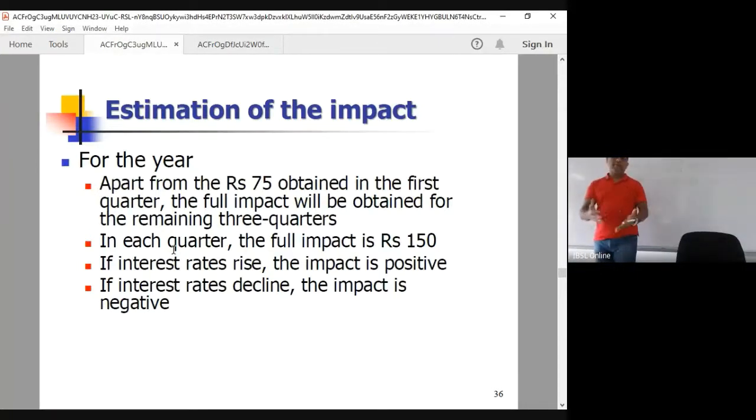Is it good or bad for that particular bucket? Interest rates have gone up. Is it good or bad? You have more assets than liabilities. You have a positive gap. What did we say? If you have a positive gap and interest rates go up, it is good for you or bad for you? Positive or negative on NII?